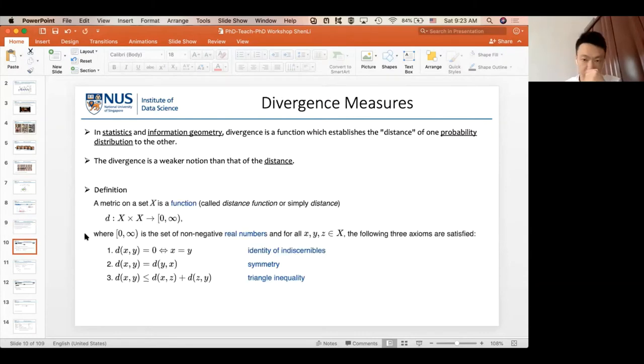Okay. So in statistics, information theory, and information geometry, a divergence is a function which establishes the distance of one probability distribution to the other. Like I said, it acts like an indicator that tells us how close these two distributions are. And technically, this divergence is a weaker notion than that of a distance.